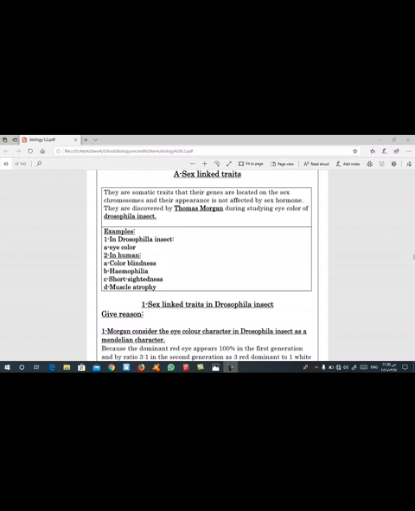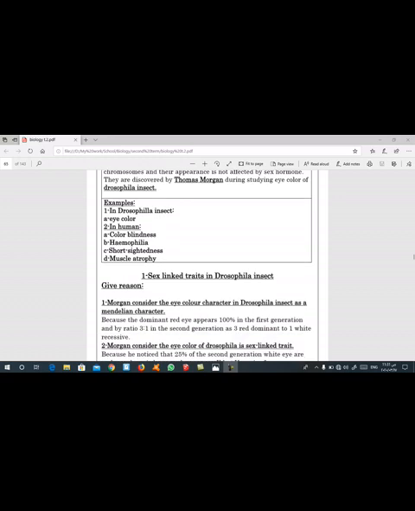This was discovered by a scientist named Thomas Morgan while studying the eye color of Drosophila insects. We have a special type of flies, its name is Drosophila. Some types of somatic traits are carried on the sex chromosome, but this is not affected by the sex hormone. Sex hormone is only for the sex cells. Here in the example we have the Drosophila insect, the eye color.